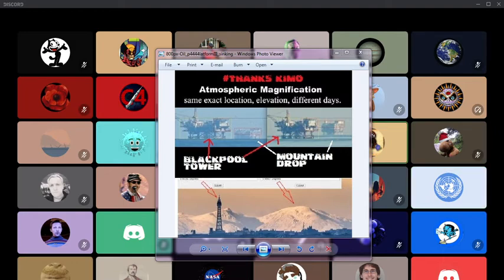You're trying to refute the claim that this picture demonstrates that the Earth cannot be flat. No, we're refuting something he didn't even prove. Prove that the mountain is where it is and that Blackpool Tower is where it is, and then we got something to refute. But until then, you got nothing. Go away. You got a picture.